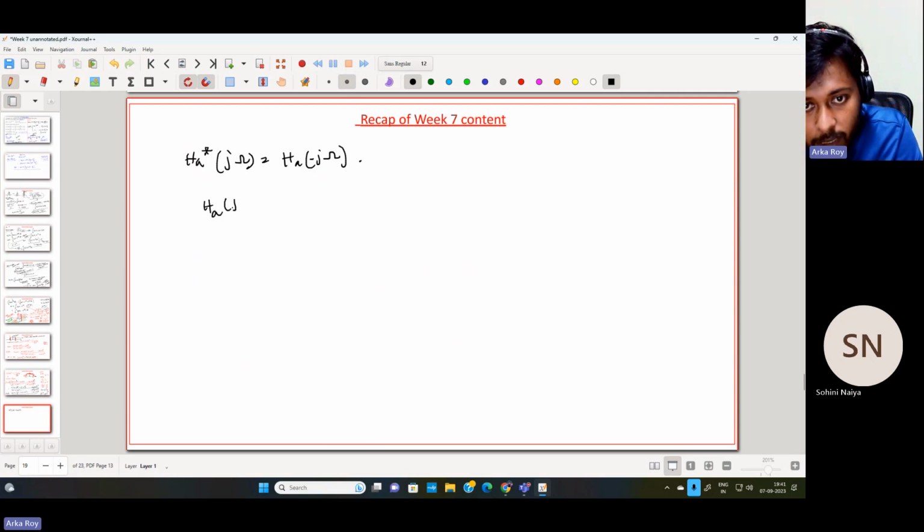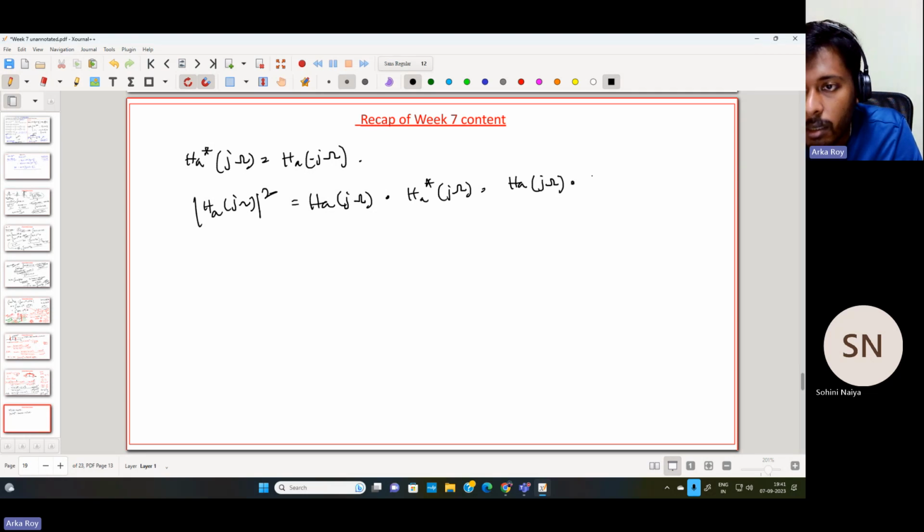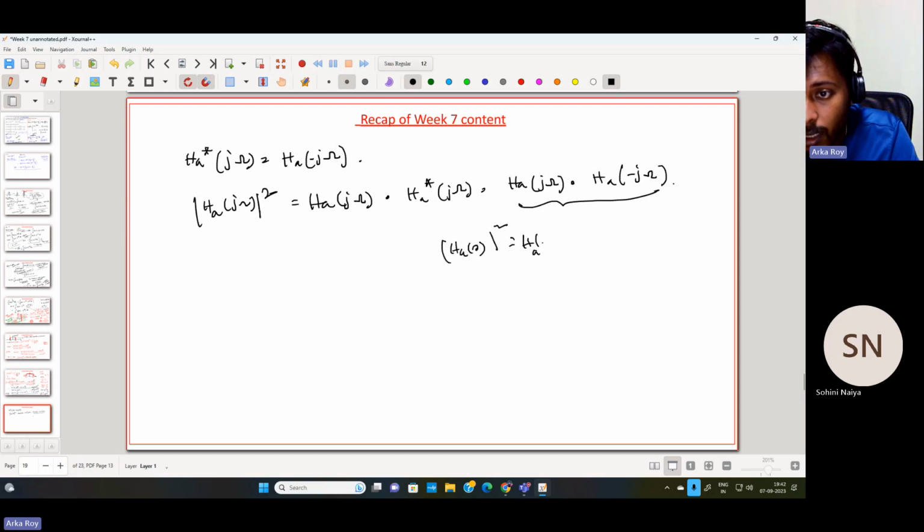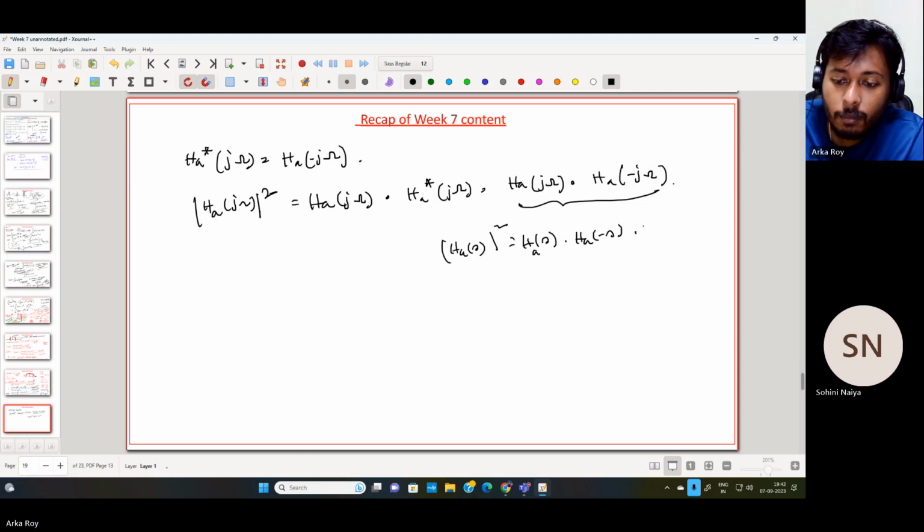Therefore, I can write |Ha(jω)| squared as Ha(jω) multiplied with Ha star(jω), and I can write it as Ha(jω) multiplied with Ha(minus jω). And now I can convert it into the S domain also. So |Ha|^2 is Ha(S) Ha(minus S).